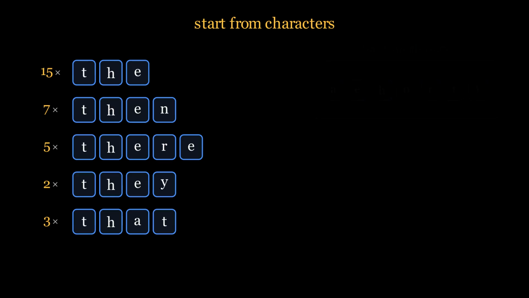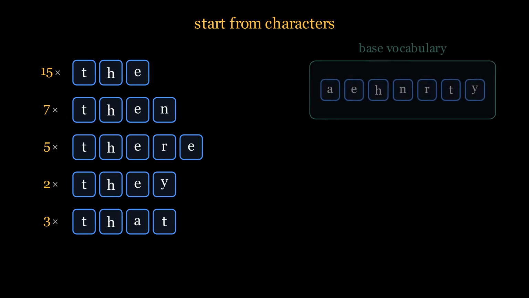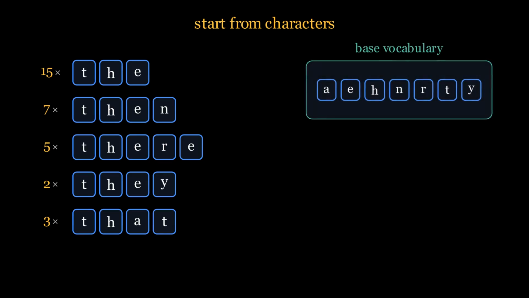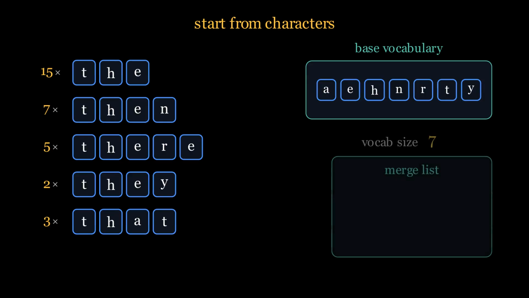Here's our training text: 5 little words with how often each one shows up. "The" 15 times, then 7, "there" 5, "they" twice, "that" 3 times. Our starting vocabulary is simply the distinct characters that appear: A, E, H, N, R, T, Y. 7 tokens. Watch what BPE does to them.